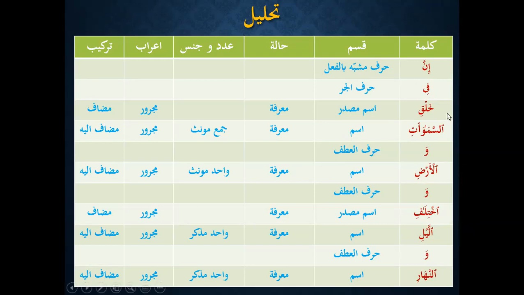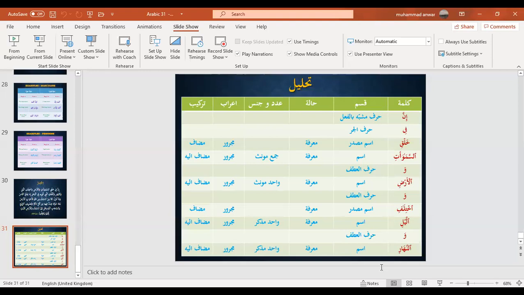Majroor because of fi. Fi is making this majroor as well as it is making khalqi majroor. These are majroor because of mudafilay, mudafilay, mudafilay. But this is majroor because of harfijar. The fi is acting on both of those. So like wa harfi ataf, and an-nahar is again majroor because it is mudafilay. So if you did it like this, it will be very useful, inshallah ta'ala.